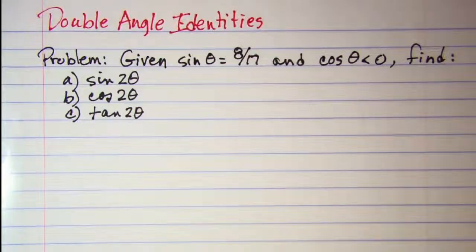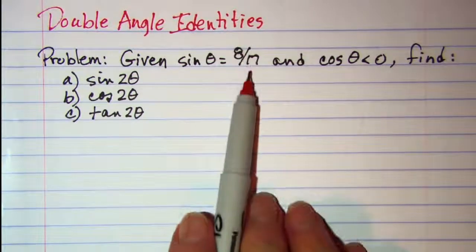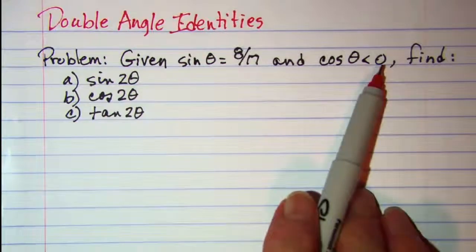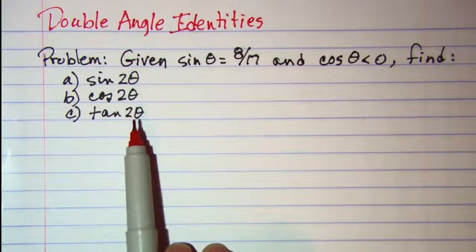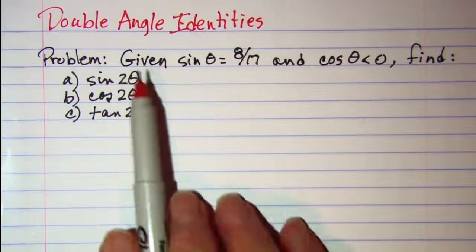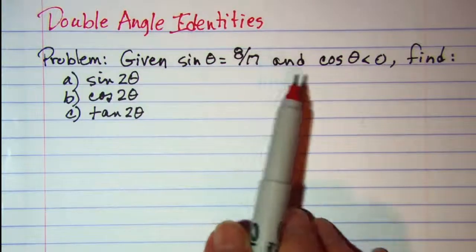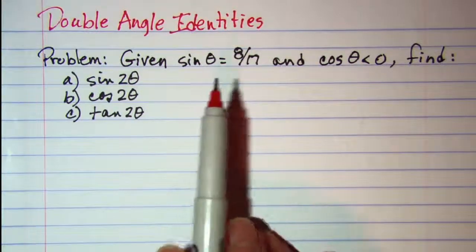In this video, we're going to use our double angle identities to solve a problem. The problem gives us that the sine of theta is 8 over 17 and the cosine of theta is less than 0. And we're asked to find the sine of 2 theta, cosine 2 theta, and tangent 2 theta. Now before I start, let me draw a sketch to show our given information.